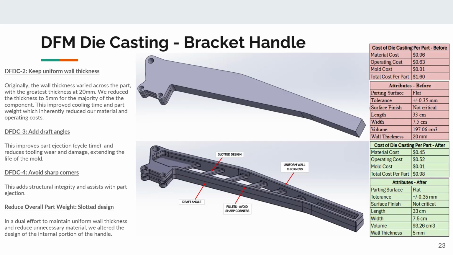This also created a near uniform wall thickness throughout the part, which significantly reduced cooling time and subsequently improved the material cost and operating cost. Additionally, draft angles and fillets were added to help with smoother part ejection, tool longevity, and structural integrity of the bracket handle.